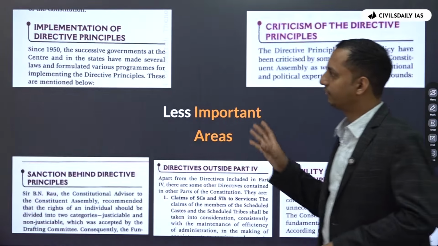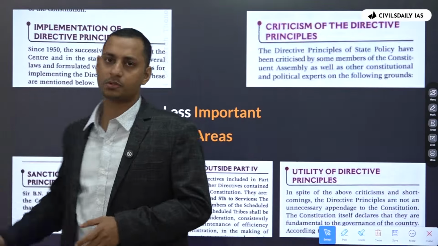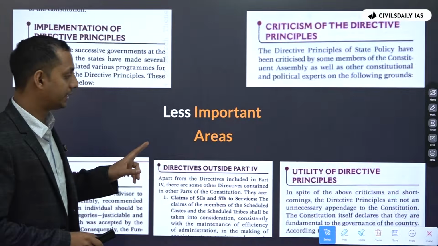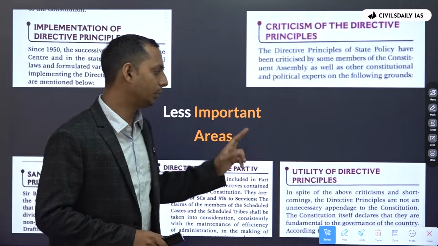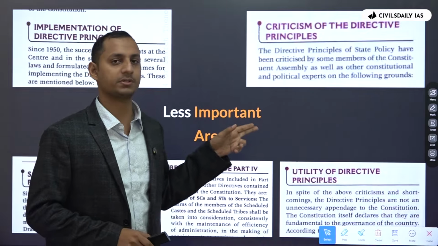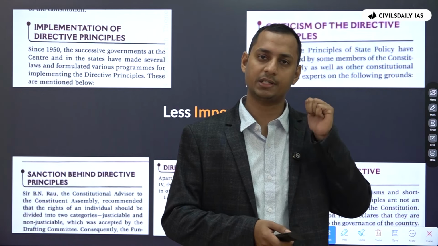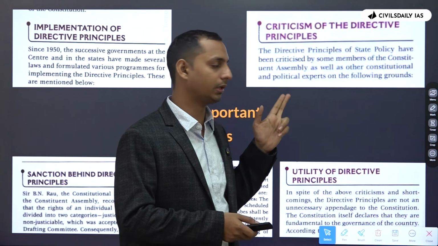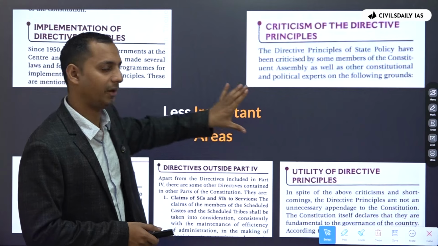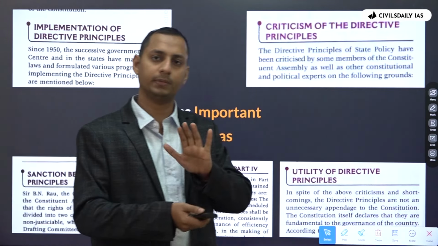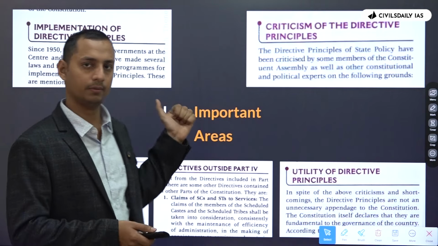Less important areas: the implementations of DPSPs, sanctions behind DPSPs, directives outside Part 4, utility of directive principles, and criticisms of directive principles. Why am I saying it's less important? For the fact that it's only there in Lakshmikanth, it's not there in the Constitution. I don't have to repeat myself every time, right? Always remember that questions are taken from the Constitution and not from Lakshmikanth. Okay?